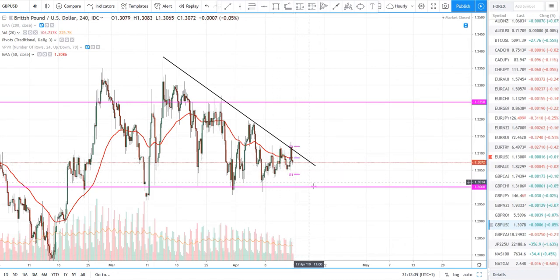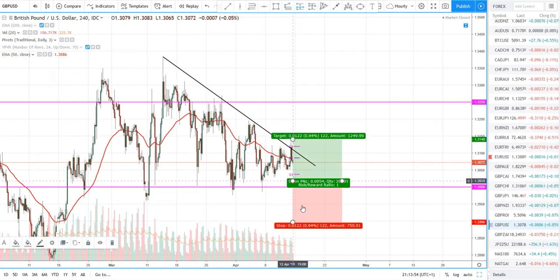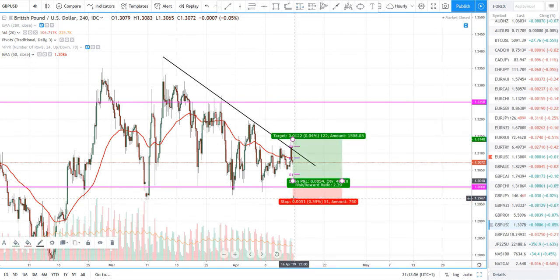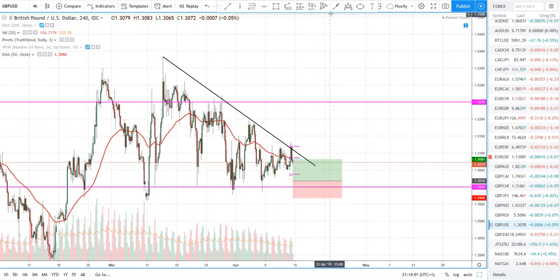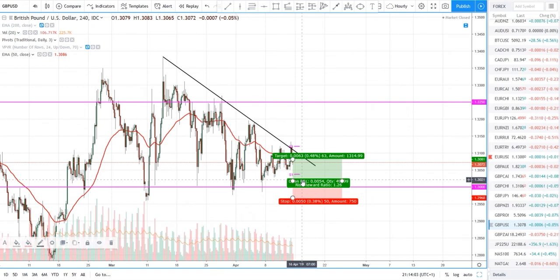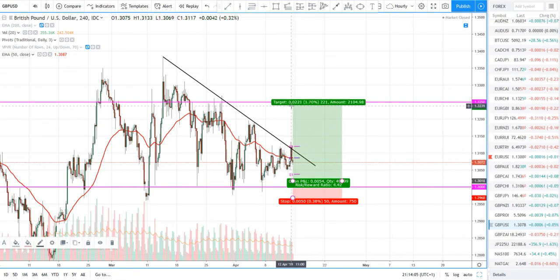So if we do come down to 1.3 and you do get a couple of low tests, dojis, anything like that, it would be good to go long just back up to the 4-hour 50. However, if you can get two trades, one maybe like this with a nice tight stop like that, targeting your 1% there, but then you can get a second trade in, and you can extend that one to here to split the risk in half, you could actually have a risk-free trade going back up to 1.325.